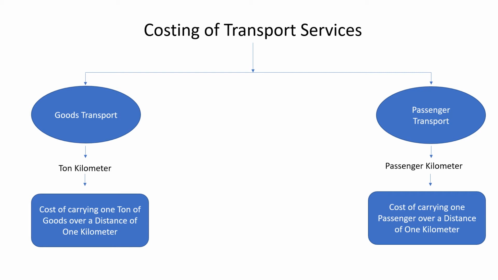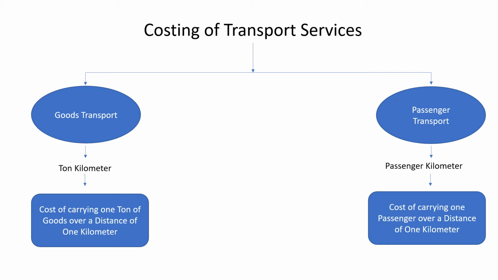Costing of transport services. This is part of Service Costing, Chapter 12 of CA Intermediate. Transport services are broadly divided into two categories. One is goods transport and another one is passenger transport.